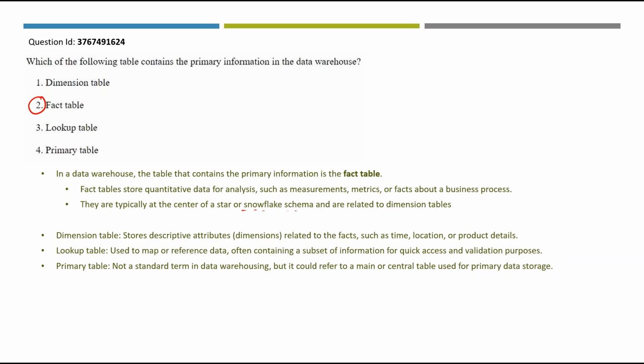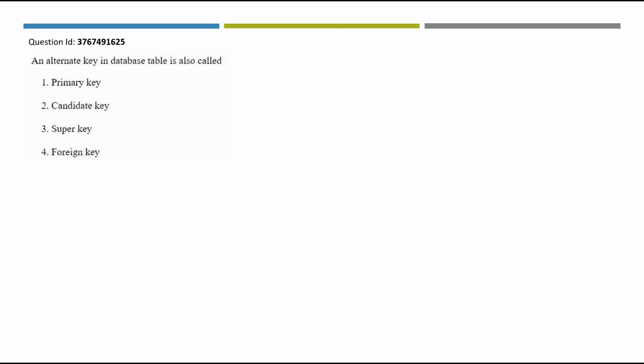So here they say fact tables are related to dimension tables, because the dimension table is actually holding the description of those attributes that are related to the fact table. What about lookup table? They are used to map or reference data, often containing a subset of information for quick access and validation purposes. So from this we can rule out dimension table and lookup table. What about primary table? This is actually not a standard term used in data warehousing, so we can rule it out.